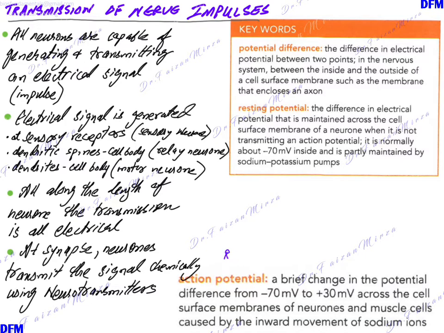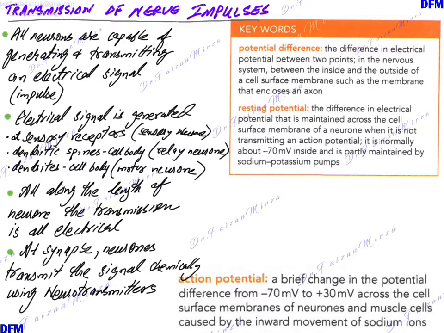Here we need to understand a few terms. Potential difference. The term potential difference means the difference of potential between 2 points. So you place one electrode at one point and another electrode at another point, and you try to gauge the difference in the potential of charges between those 2 points. Resting membrane potential: the value of resting membrane potential is about minus 70 millivolts in the human neurons.